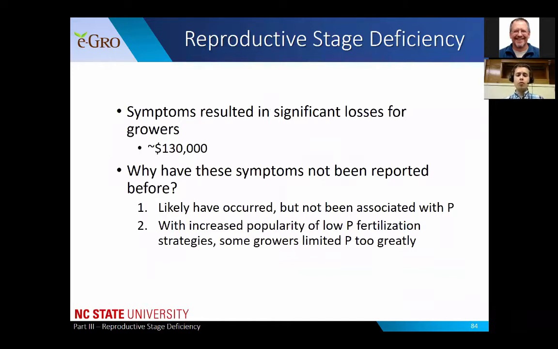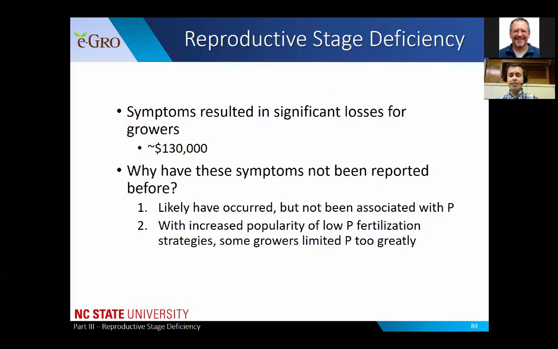So you may be asking, why have these symptoms not been reported before? So there's a couple of reasons, and one is that they likely have occurred, but they are just so atypical of what you consider as a phosphorus deficiency that they weren't associated with phosphorus at all. In fact, many times we've heard that these symptoms actually appear more similar to a bacterial leaf spot than a phosphorus deficiency or another nutritional issue.